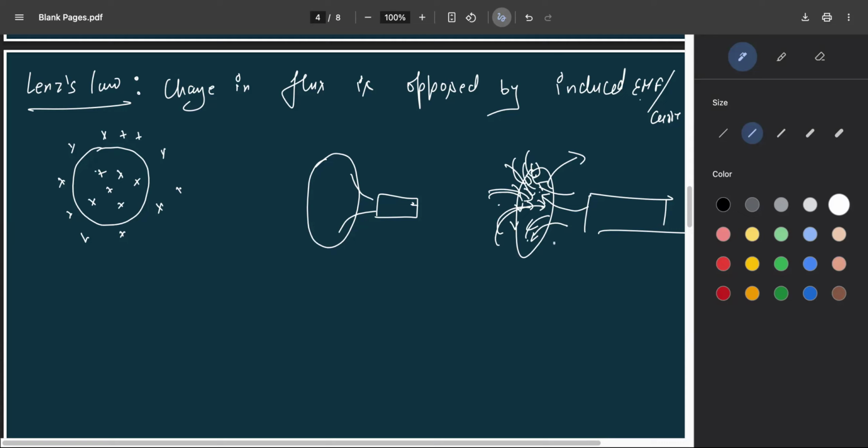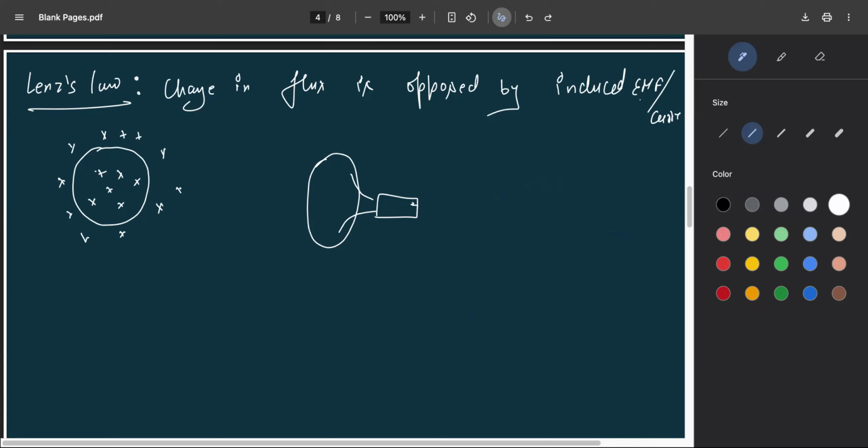This happens only when there is a change. It doesn't mean that if you keep the magnet like this, the current will always be flowing. No, the current will flow only for an instant when you put it like this. Just for that instant. The moment you stop, the current will also stop, because it is all about the change, not about something permanent. This is not a permanent current. It is a change. Clear?